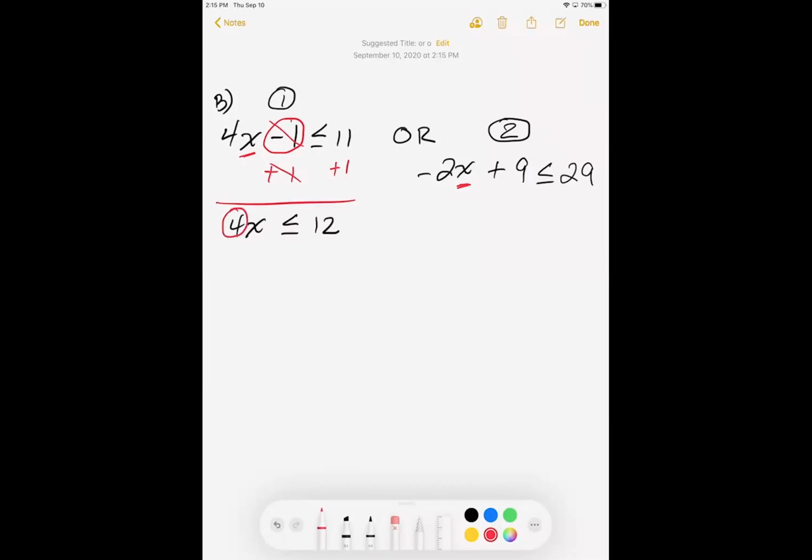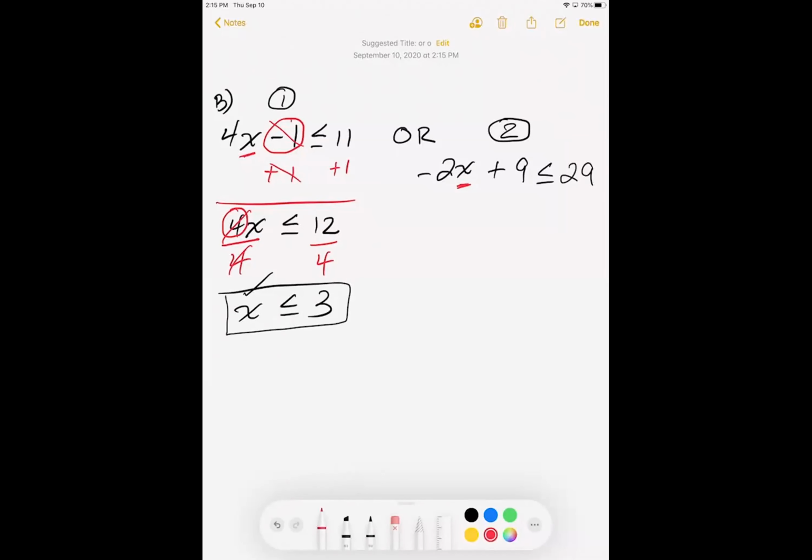To get rid of the 4, just like before, I need to divide. And when I divide, I have x less than or equal to 3. So I got my x by itself. My x by itself is done. I got one item, which is x is less than or equal to 3 on one side. Now I have to do it on the other side.